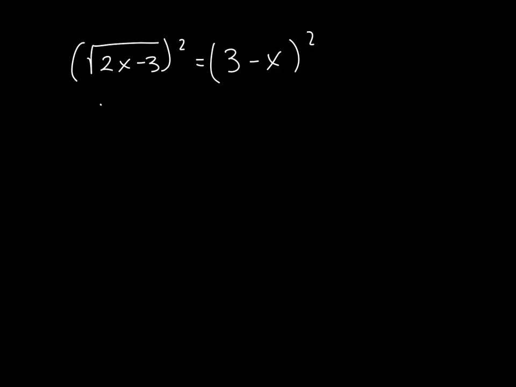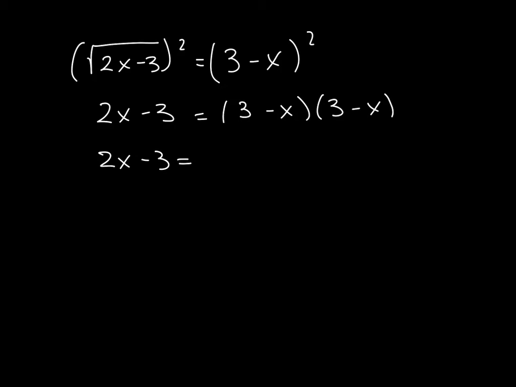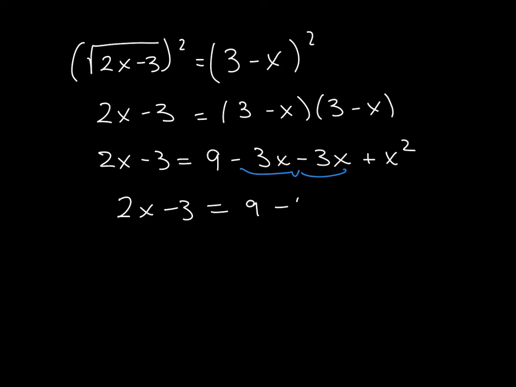And when we square both of the sides, we just get 2x minus 3 on the left. And over here, I have to make sure I FOIL that out. So that leaves me with 2x minus 3 is equal to 9 minus 3x plus x squared. Remember, when it's a perfect square trinomial, it's always going to be twice that middle term when I combine my like terms. So then I get 2x minus 3 is equal to 9 minus 6x plus x squared.